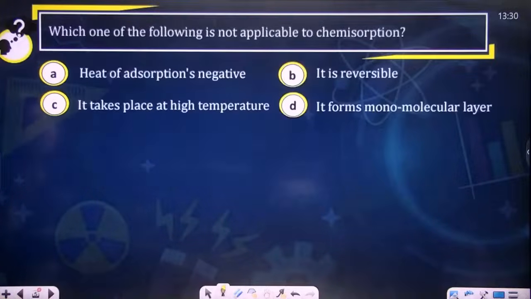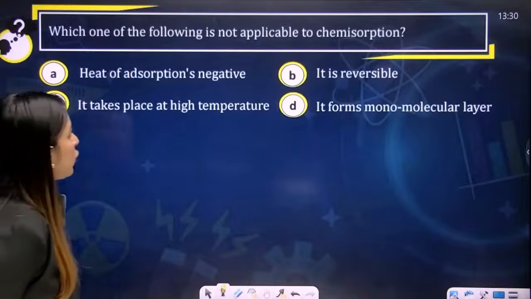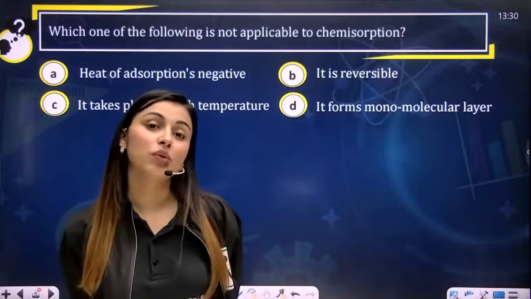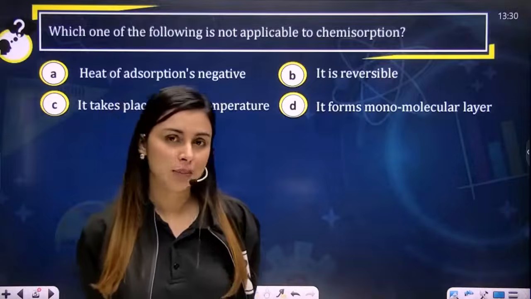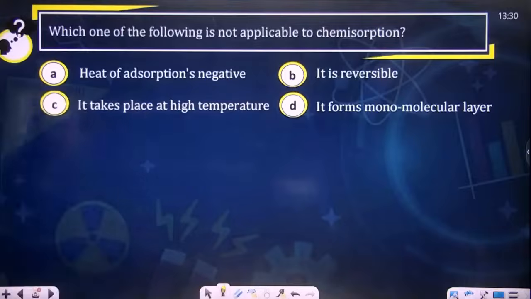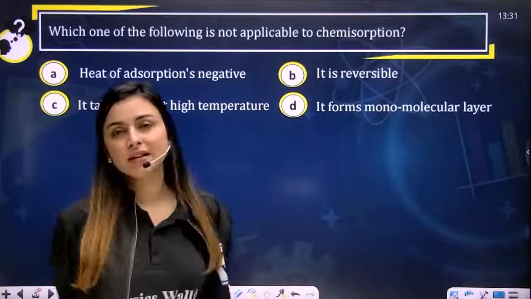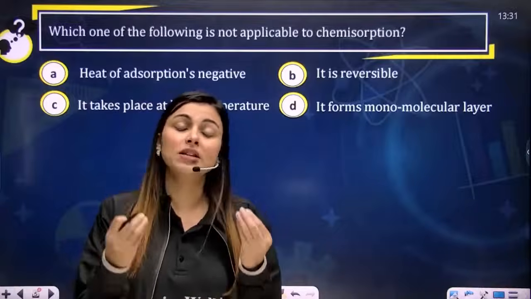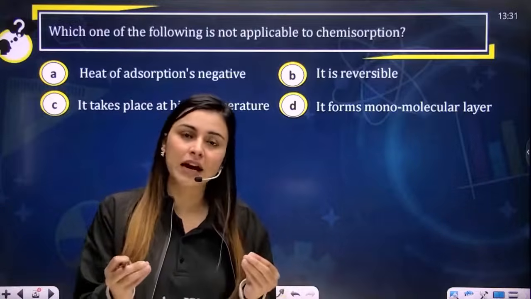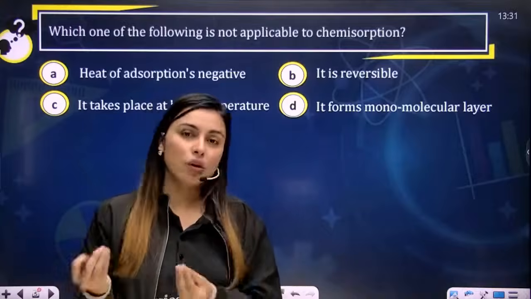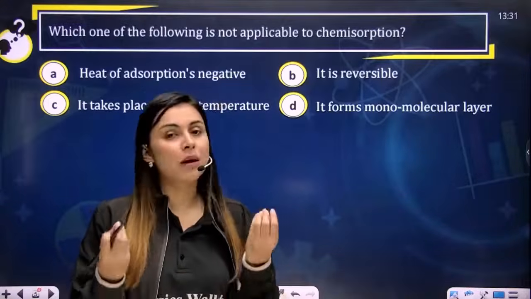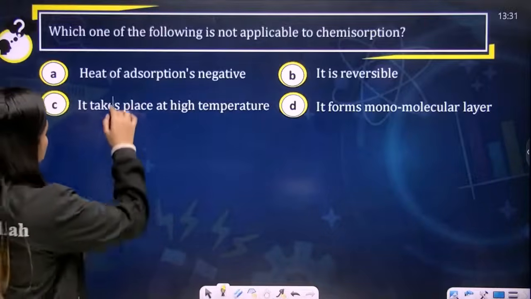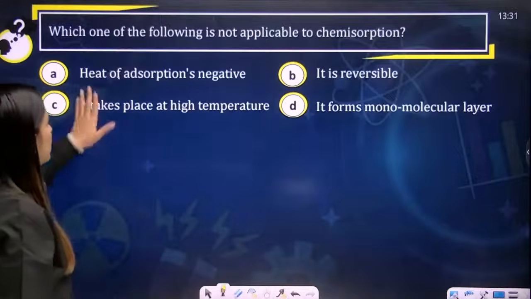Okay. The next question says, which one of the following is not applicable to chemisorption. Now we have to read the points and tell which of the following is not applicable to chemisorption. Okay, let's see. First is heat of adsorption is negative. So you see, my dear students, be it chemisorption or physisorption, in the adsorption process new interactions are formed, so energy will be released. Delta H will always be negative. So heat of adsorption is always negative. So it is applicable to chemisorption.